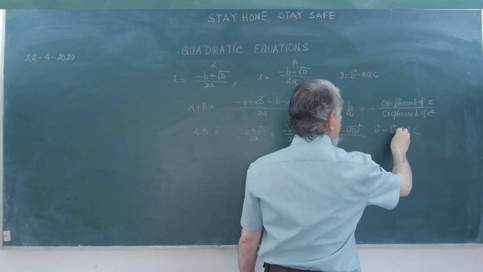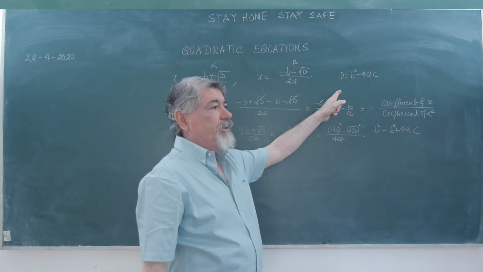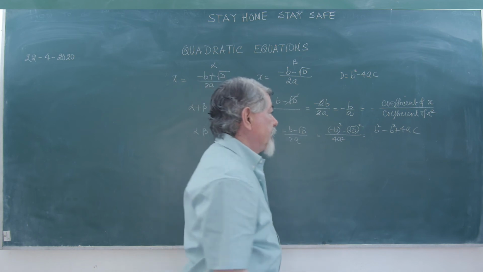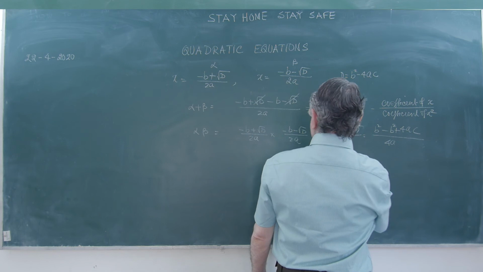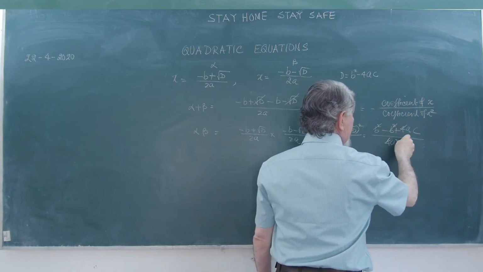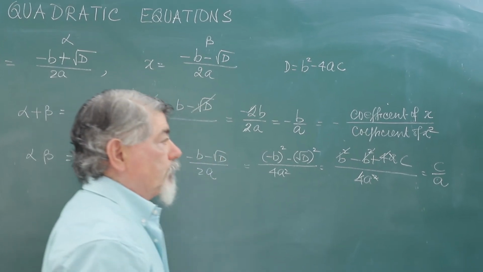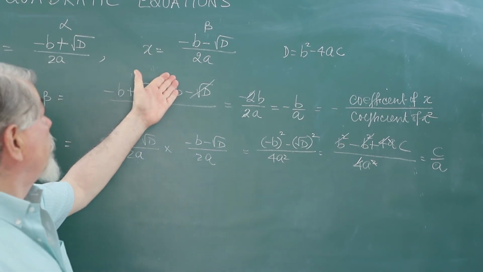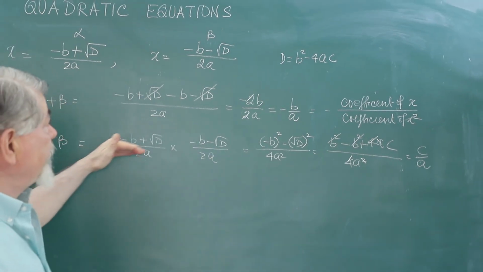It was minus 4ac, so it will become plus 4ac because under root D is b square minus 4ac. So when I open the negative, from the negative outside we'll change the signs. Upon 4a square, 2a into 2a is 4a square. This will cancel, 4 will cancel, 1a will cancel, you will get c upon a. So you get the constant or the absolute term upon the coefficient of x square. So we get the same values.